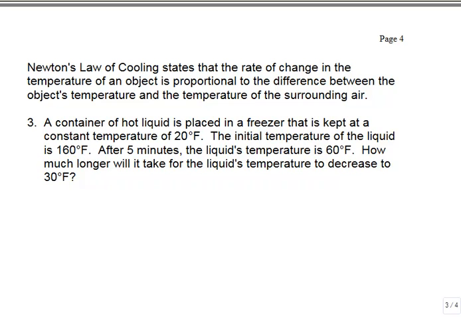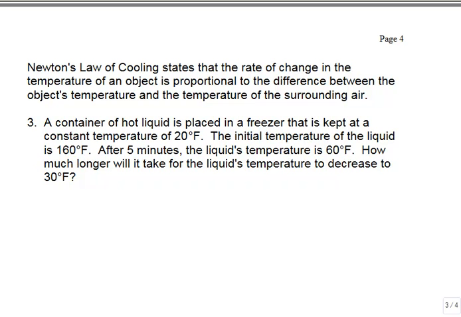Okay, the last application that we're going to look at is something called Newton's law of cooling. What Newton's law of cooling says is that the rate of change in the temperature of an object is proportional to the difference between the object's temperature and the temperature of the surrounding air.